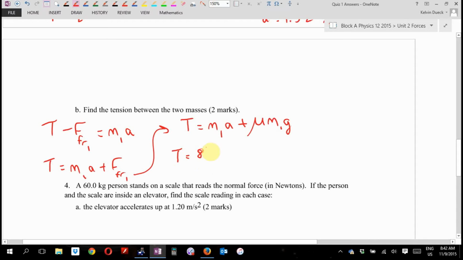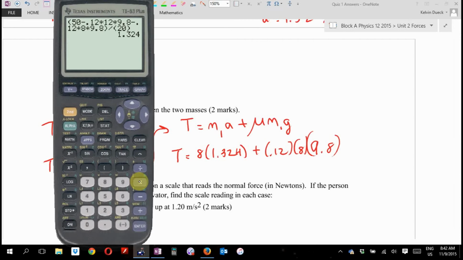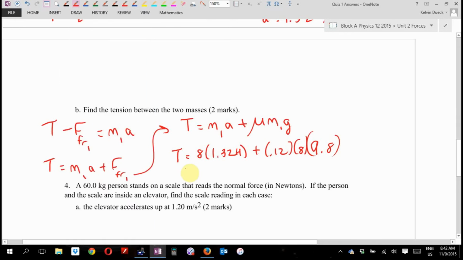Tension is going to be 8 times 1.32, and I'll carry the extra sig fig, 4, plus 0.12 times 8 times 9.8. 8 times answer button plus 0.12 times 8 times 9.8. Do you all get a tension? 20? Is that right? Yeah. Worked out evenly? Oh, that's a fluke. Kind of nice, though. 20 what? Newtons.